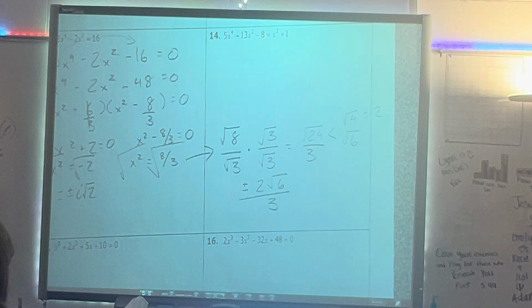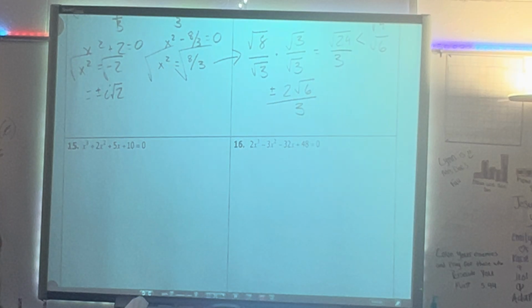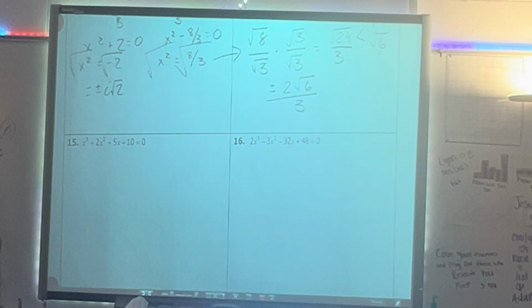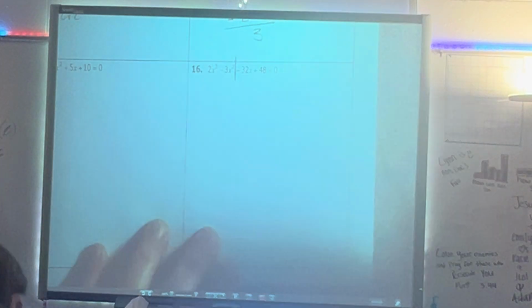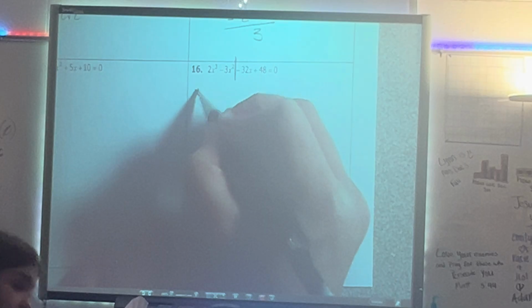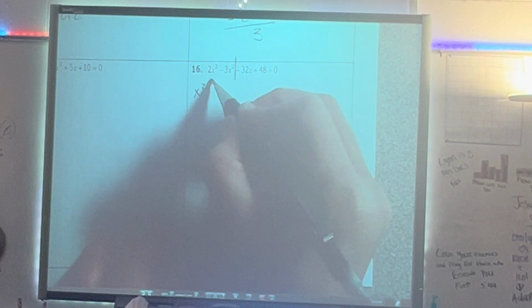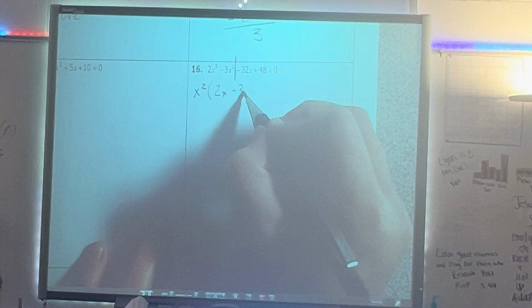I've got one of these are 4-term ones. It doesn't matter which one we do, but I do want to make sure I do one where we have to factor by grouping and solve that. Okay? Do y'all care which one? 16? Okay. Alright, so I'm going to split it right here. So what is the GCF that I have in this first part? X squared, which is going to leave you with 2x minus 3. Are y'all okay there?